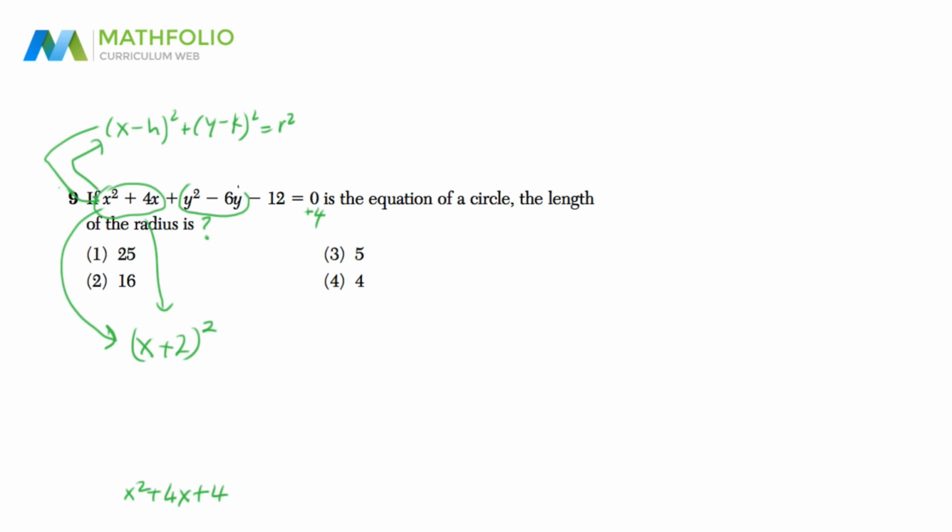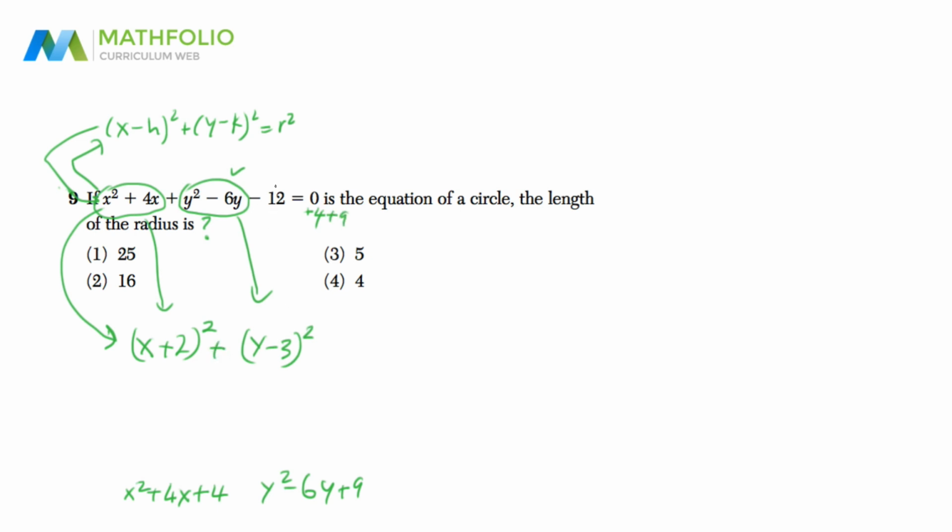The next thing, we've got y squared minus 6y, so that we could write as y minus 3 squared, and that's going to give us y squared minus 3y minus 3y, which is a minus 6y, which is what we need. But now we've got negative 3 times negative 3, which is plus 9. So if we're converting this to this, and we've got an extra plus 9, we've got to add the 9 over here. So far so good.